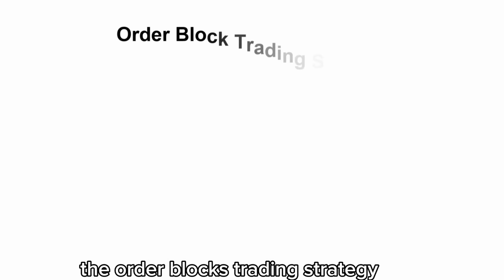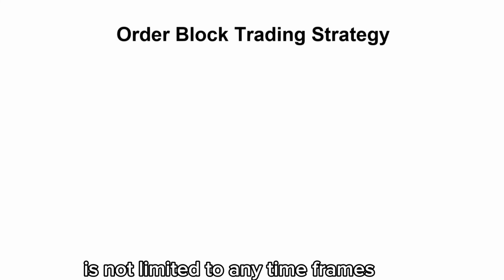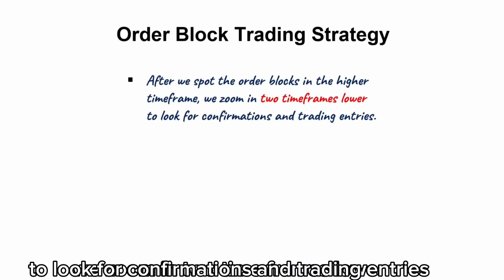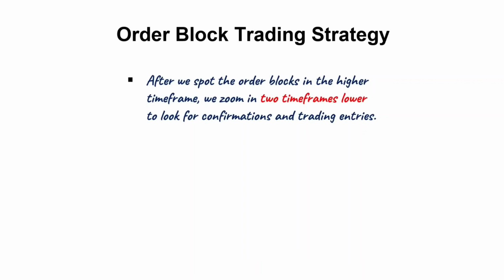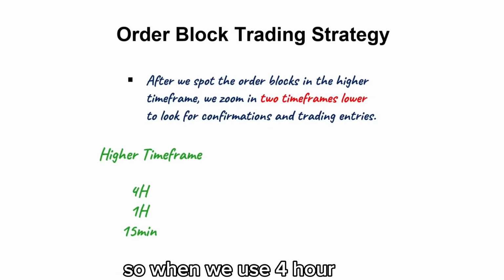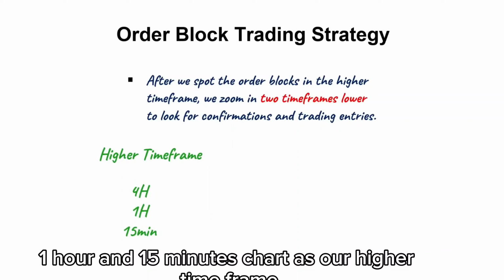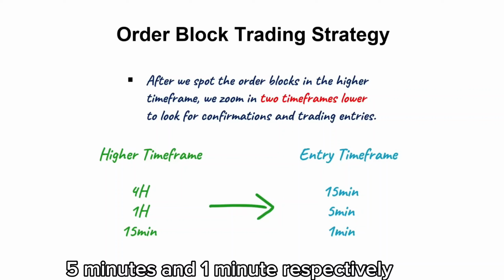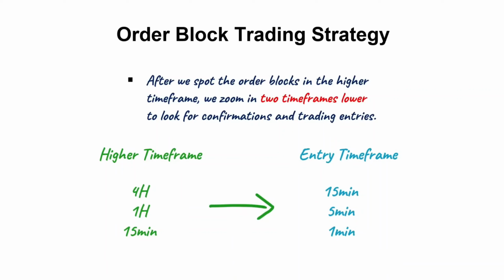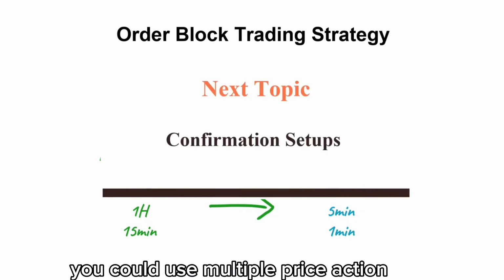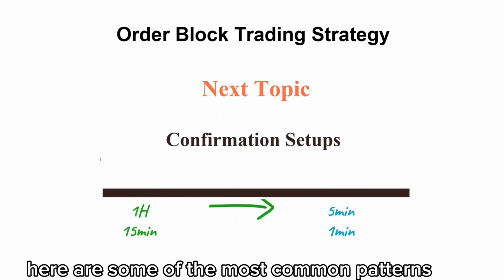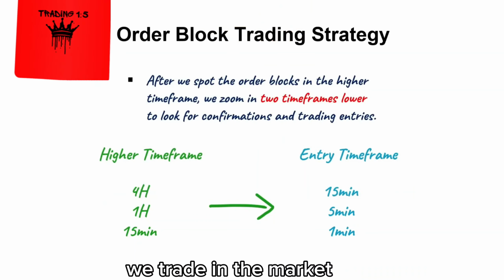The order block's trading strategy is not limited to any time frames. Still, after we spot the order blocks in the higher time frame, we zoom in 2 time frames to look for confirmations and trading entries. So when we use 4-hour, 1 hour and 15 minutes chart as our higher time frame, we look for entry reasons in 15 minutes, 5 minutes, and 1 minute respectively. You could use multiple price action setups as confirmations for trading the order blocks. Here are some of the most common patterns we trade in the market.